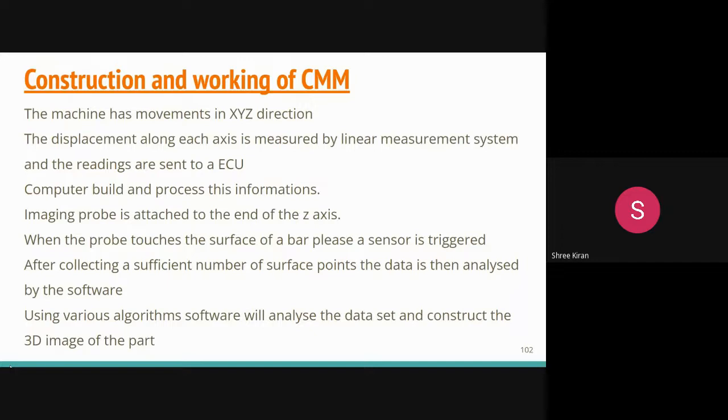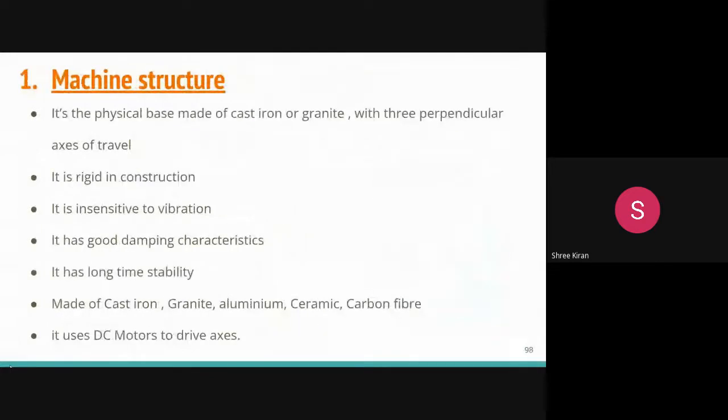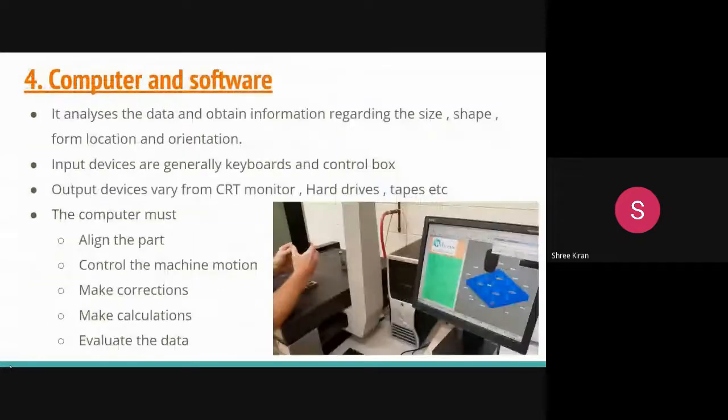Construction and working means we first have a part, and now we can describe the operation. The part will always be placed on the work table. Where is the work table? See, this is the work table. The part will always be placed on the work table.